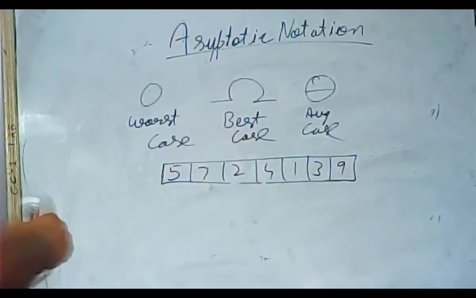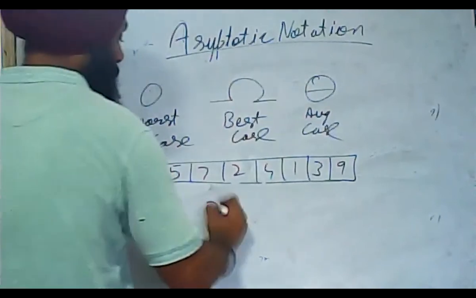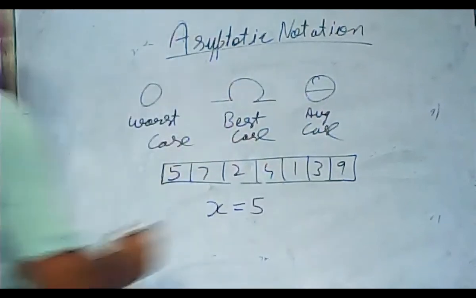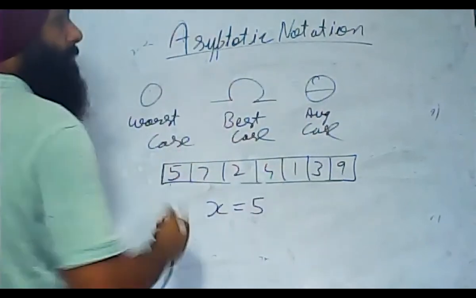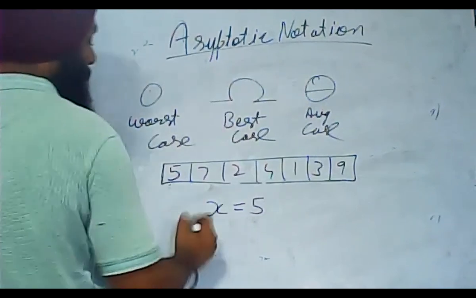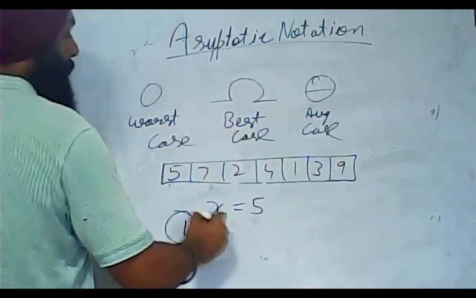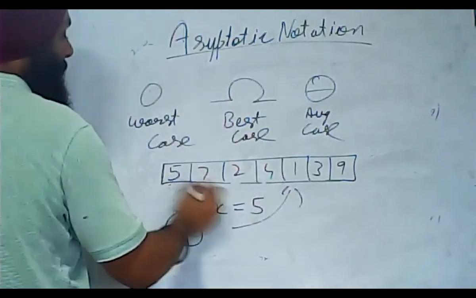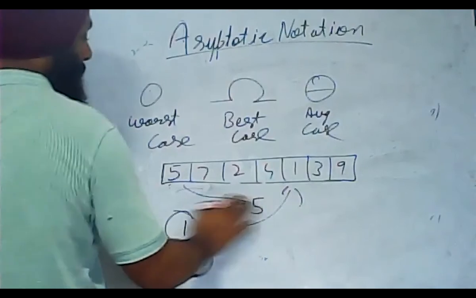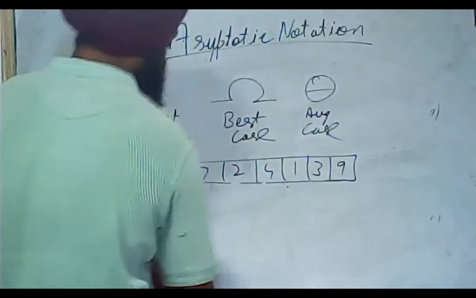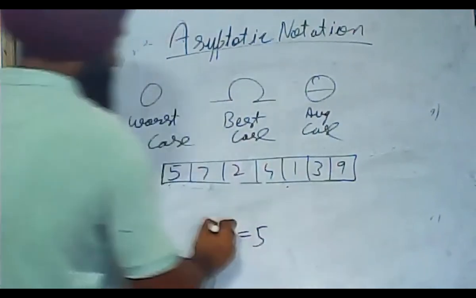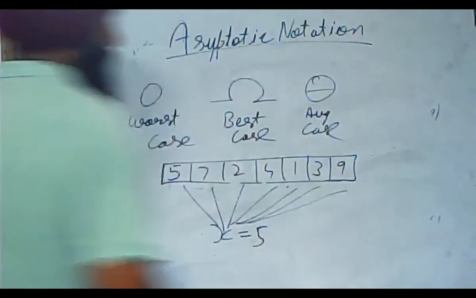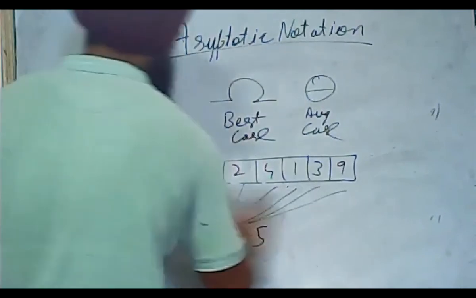What will be the best case in this case? If I want to find out x, say 5, and 5 is residing at the very first position, it will take only one time. This is the best case of this algorithm. If I apply a sequential search or a linear search, one by one, I have to match this x with this one, then this one, and this one, and so on. This is called linear search.